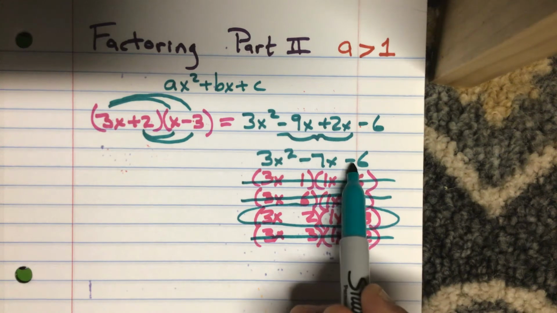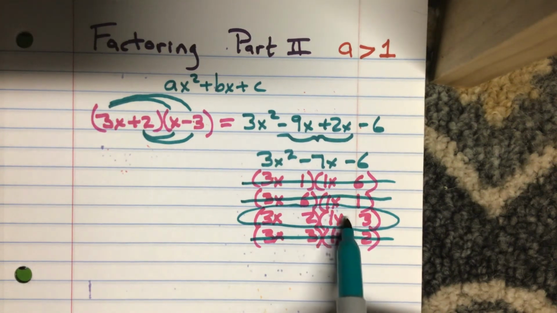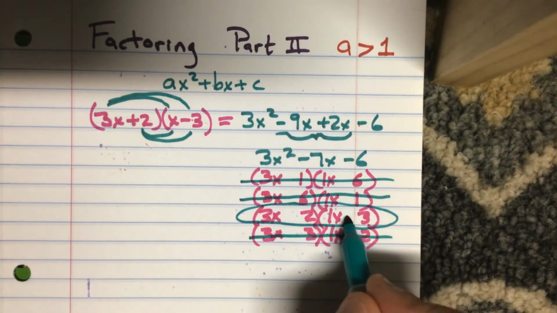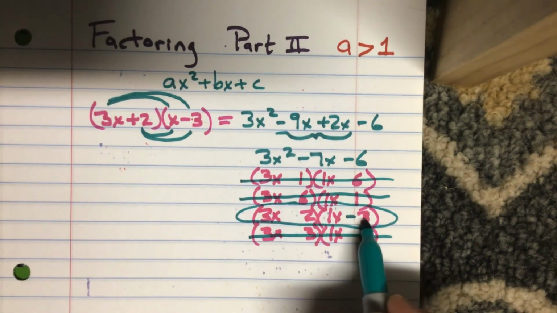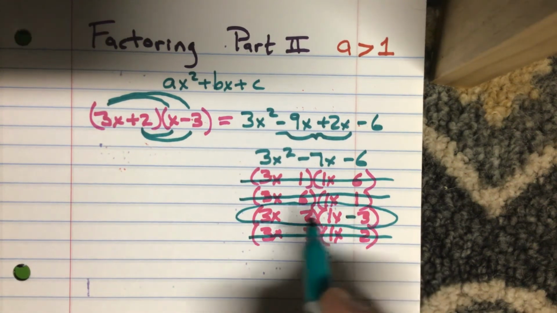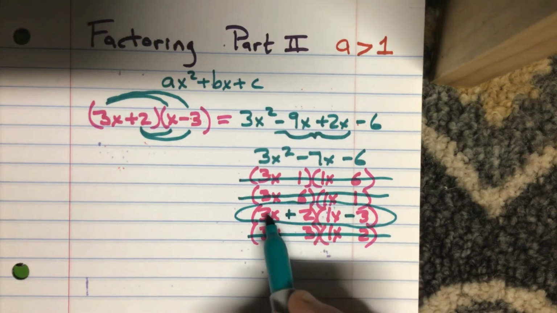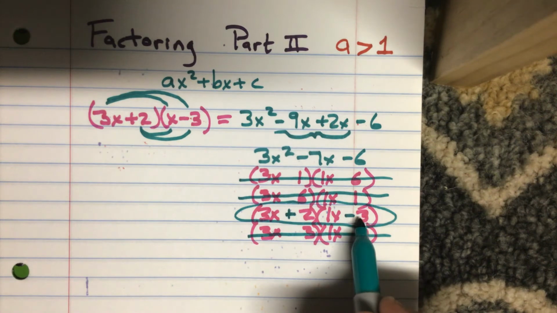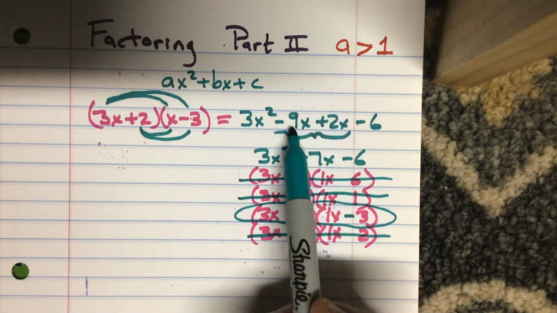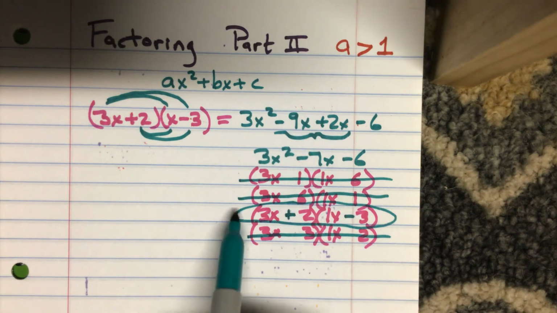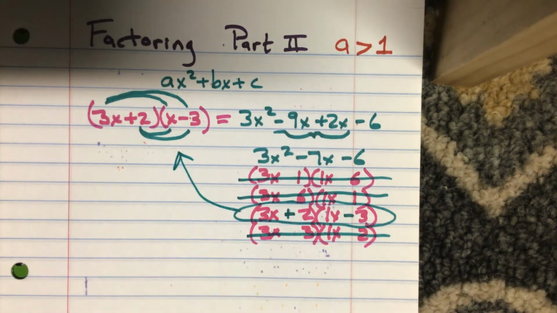So now we just have to figure out the sign here. We can see that this is a negative, so they have to be different signs. 3 times 3, if we make this a negative, we'll get 3 times negative 3 is negative 9x. 2 times 1 is positive 2x. So if we take a negative 9x and a positive 2x, like we did up here, we'll end up with negative 7x. And you can see that's the right answer, because that's where we started. So that's how you factor.